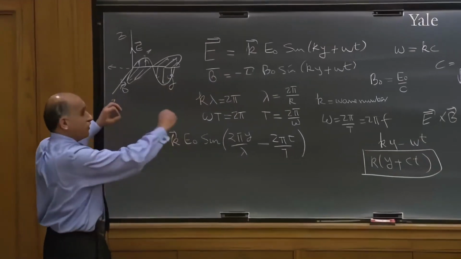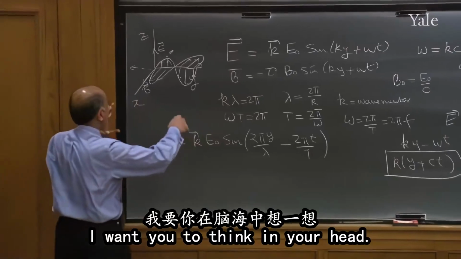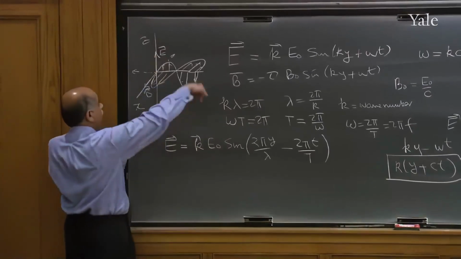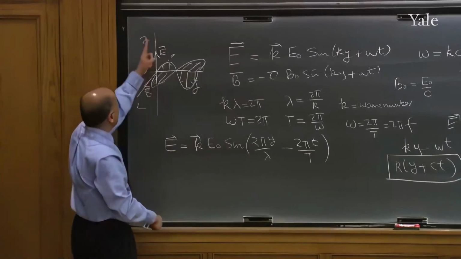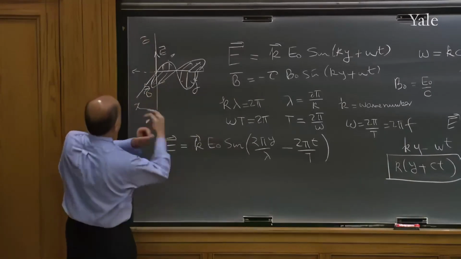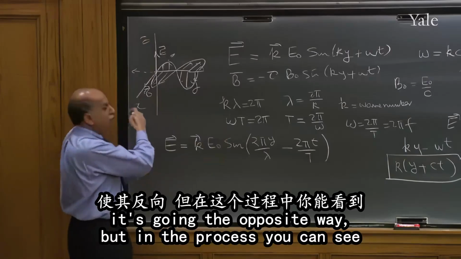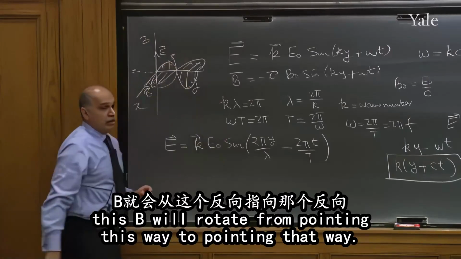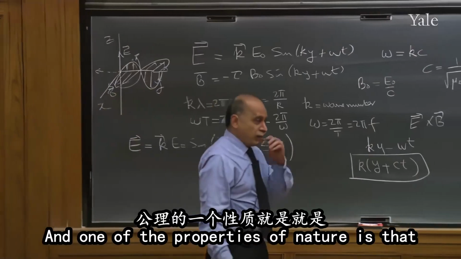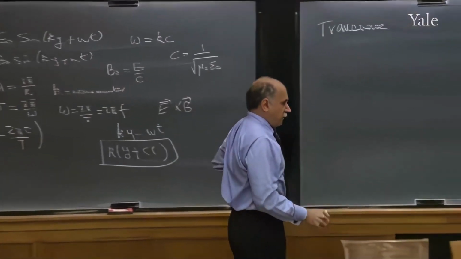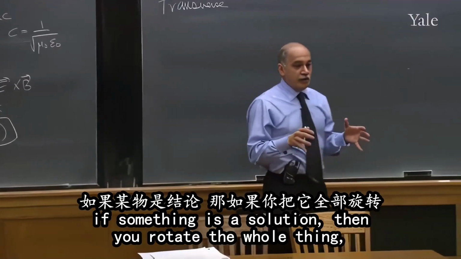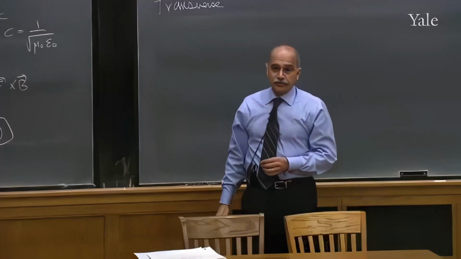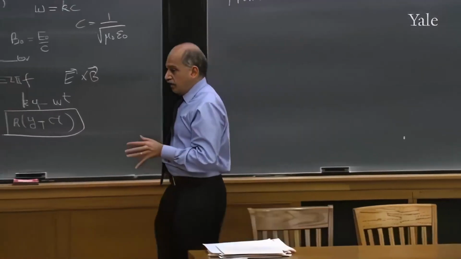If you took this wave, I want you to think in your head. Rotate it around this axis by 180 degrees. Can you do that in your head? Take that axis, turn the whole pattern, then it's going the opposite way. But in that process, you can see this B will rotate from pointing this way to pointing that way. And one of the properties of nature is that if something is a solution, then you rotate the whole thing, that's also a solution. You've got to be careful when you say rotate.